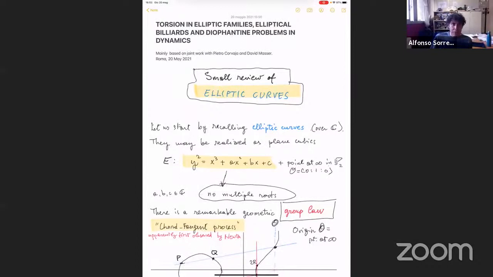So today we have a special guest. We have Umberto Zannier from Scuola Normale Superiore in Pisa, and he will talk about his recent work on torsion in elliptic families, elliptical billiards, and diophantine problems in dynamics. Please, Umberto.